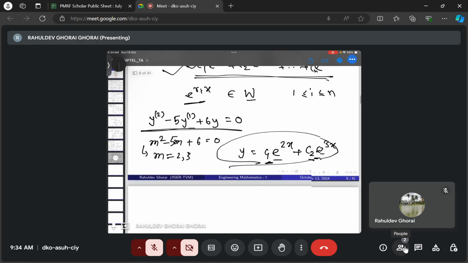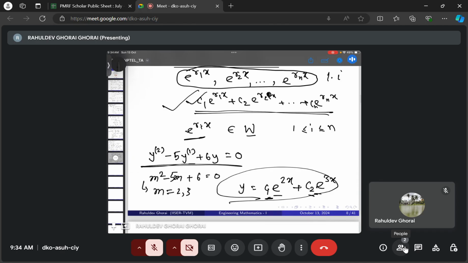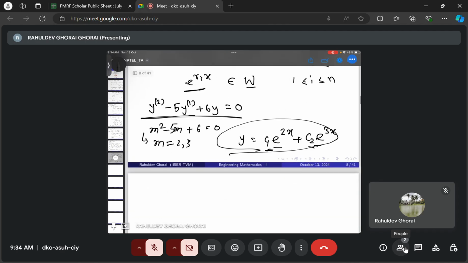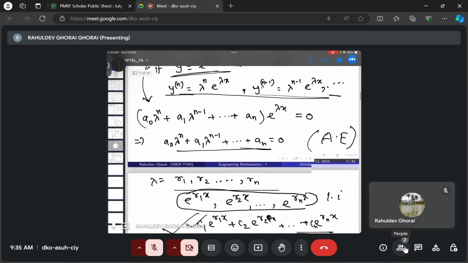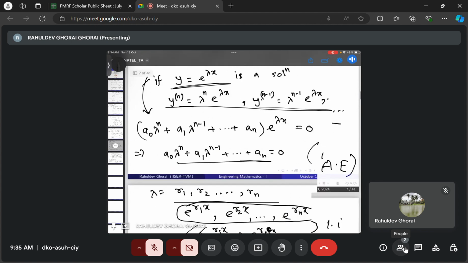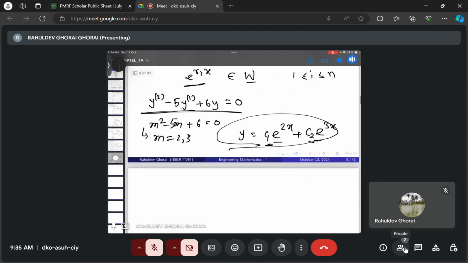Yes, that was one thing. So now I will justify for repeated root. Let's not take it for nth degree, sorry, nth order differential equation. So we'll take, let's say, a second order differential equation which will have a repeated root.